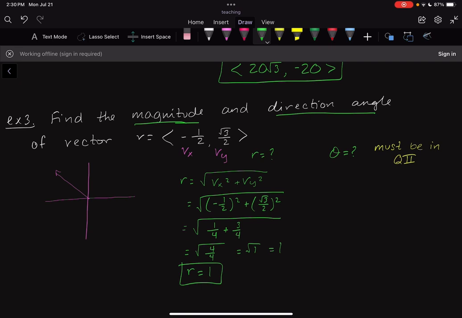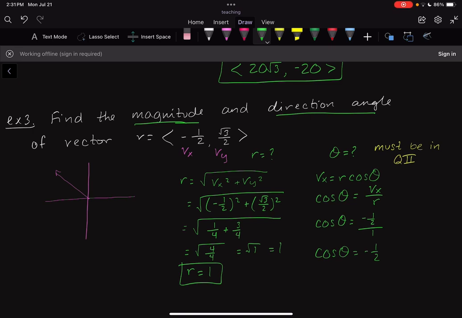So I have a few different equations that involve theta. I have one that says Vx equals r cosine theta, and I can solve that for theta. And so in this case, it would be cosine of theta is equal to my Vx, which is negative 1 over 2, over 1. So I'm looking for the theta that makes cosine equal to negative 1 over 2.